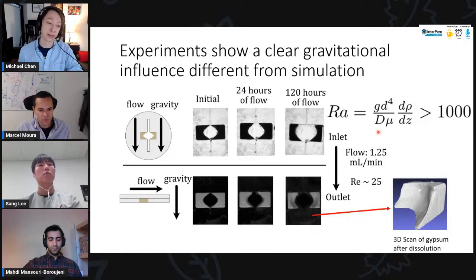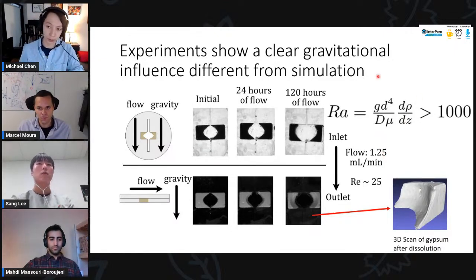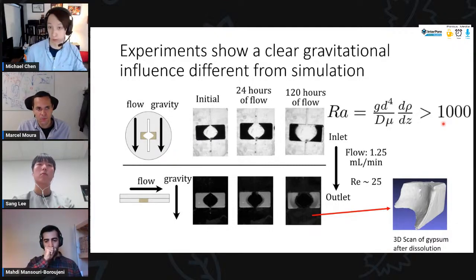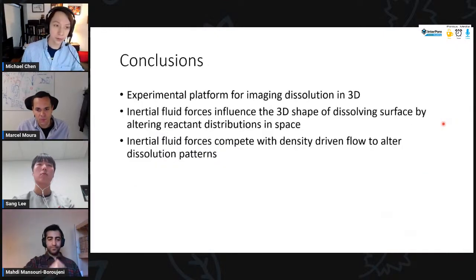We're still refining this analysis and finding the right length scales to use. But our preliminary estimates show that the Rayleigh number is quite large, and that indicates that there's definitely a strong free convection flow here that is competing with the inertial flow. And so that's what I've got here for today.